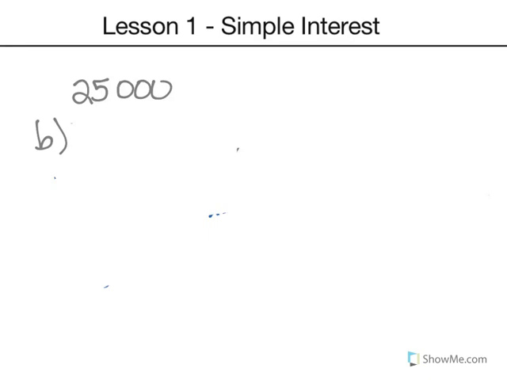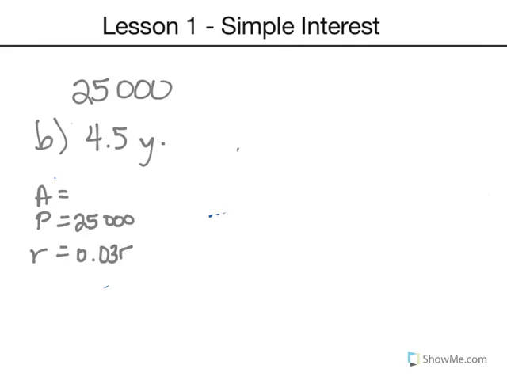Part B, we want to figure out how much the bond would be worth after 4.5 years. So we don't know A, P is still 25,000, our R is 0.035, which we just found, and our term is going to be 4. And the reason why it's 4 and not 4.5 is that it's paid annually. So unless you go 5 years, you lose the 0.5. So this 0.5 you wouldn't get until you're at 5. So we can only count the first 4.